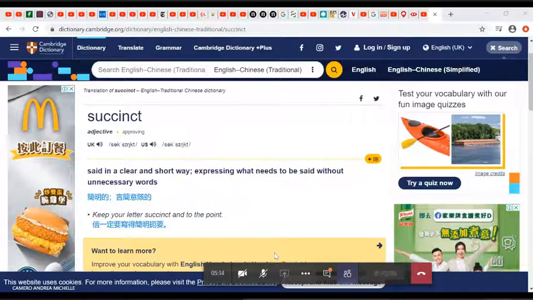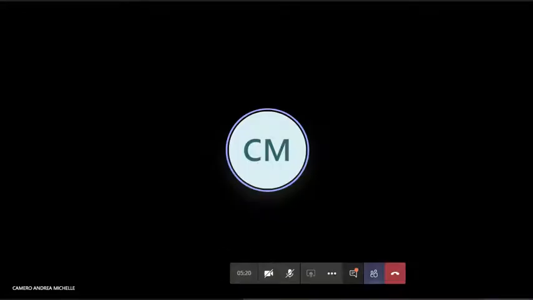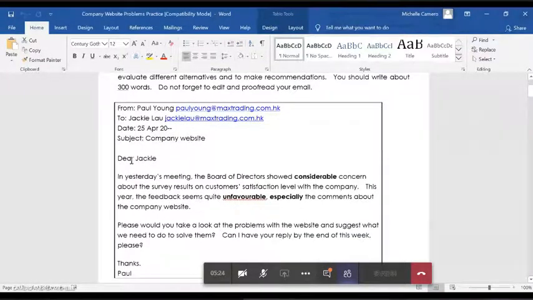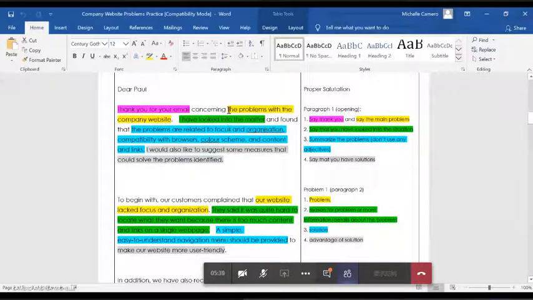All right, so let's go back to the practice paper again. And I have to move the screen, sorry. All right, so here we go. Let's talk about your boss's email. So the subject line is company website. Remember, I told you you can use the subject line in your opening paragraph. So remember, here are the words company website. If we go down to the opening paragraph, we see the words problems with the company website.